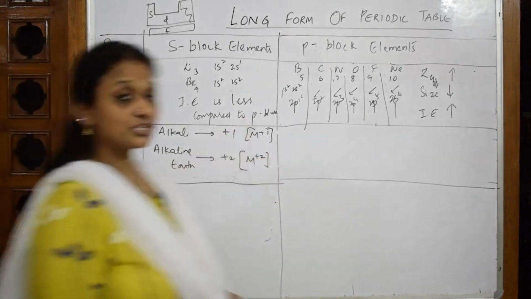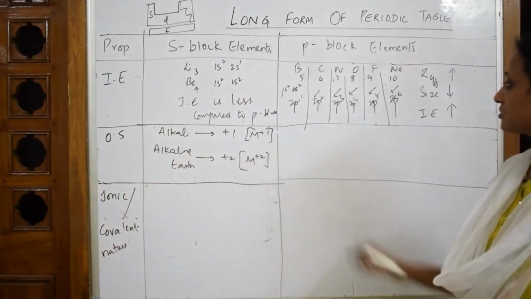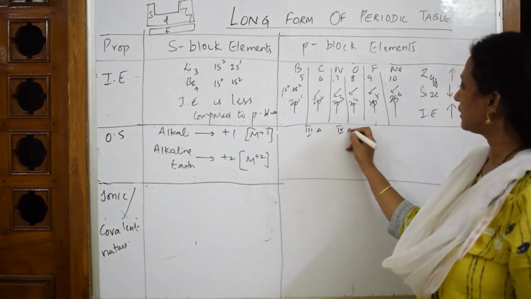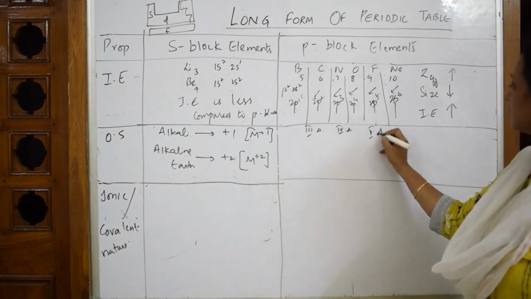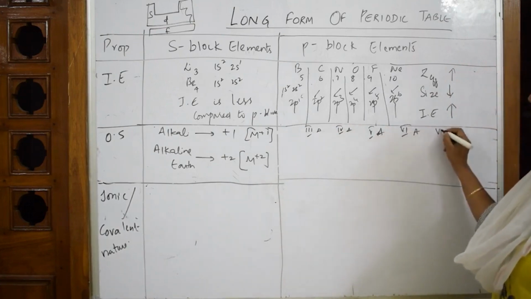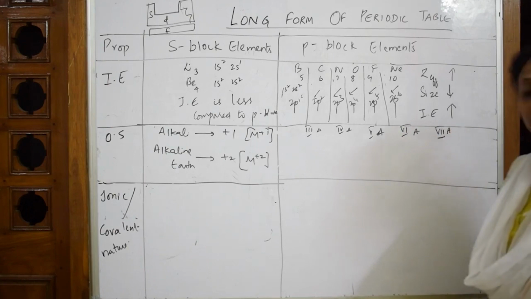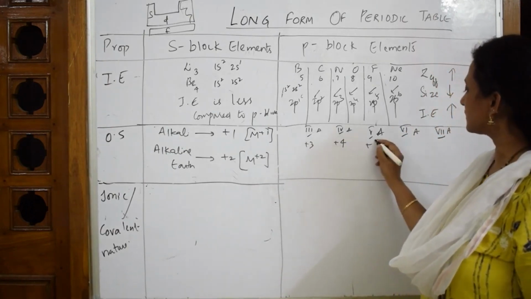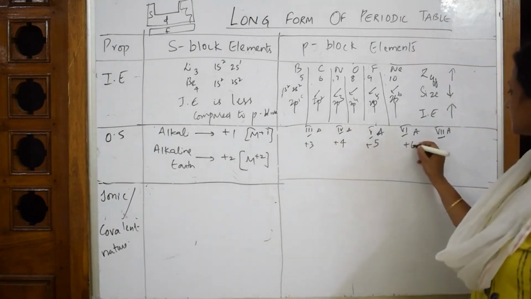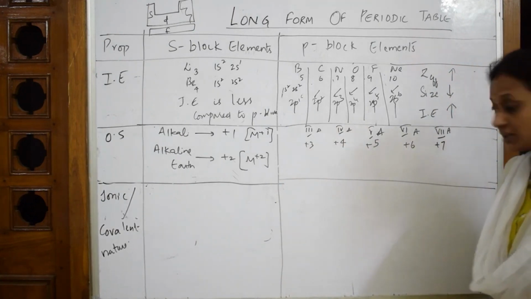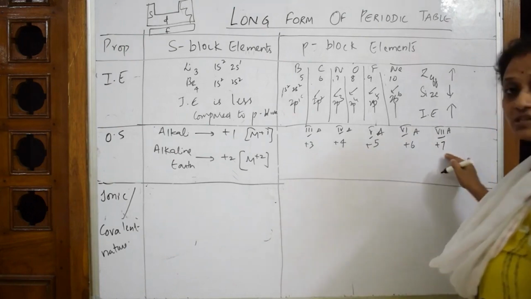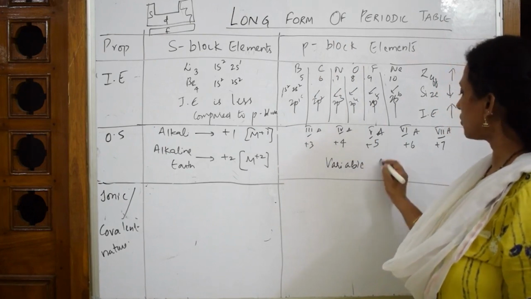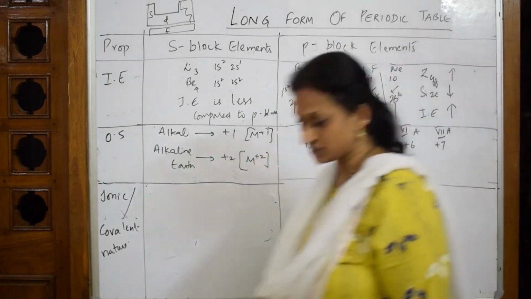Done. Suppose I have to take P block elements. How are the oxidation states? Just see, for 3A, 4A, 5A, 6A, 7A, how much can they show? Plus 3 oxidation state, plus 4, plus 5, plus 6 and plus 7. Done. So are there not variable oxidation states? Yes. So P block elements show variable oxidation states. OS means oxidation states.